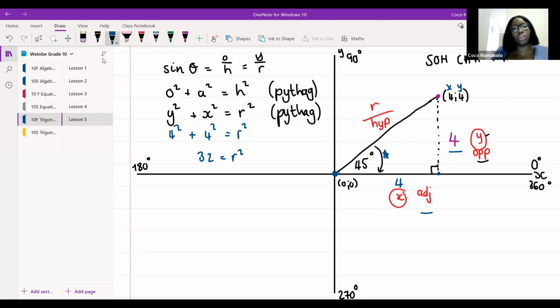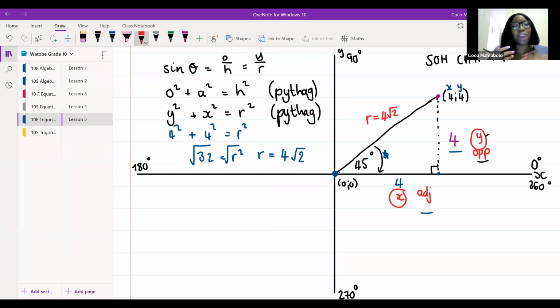And if you punch this into your calculator, remember, you need to find the square root of both sides. It's going to give you r equal to 4 root 2. That's what your calculator should say, and we're going to keep it that way. We're not going to be fancy. So our radius, or our hypotenuse, is r equal to 4 root 2.